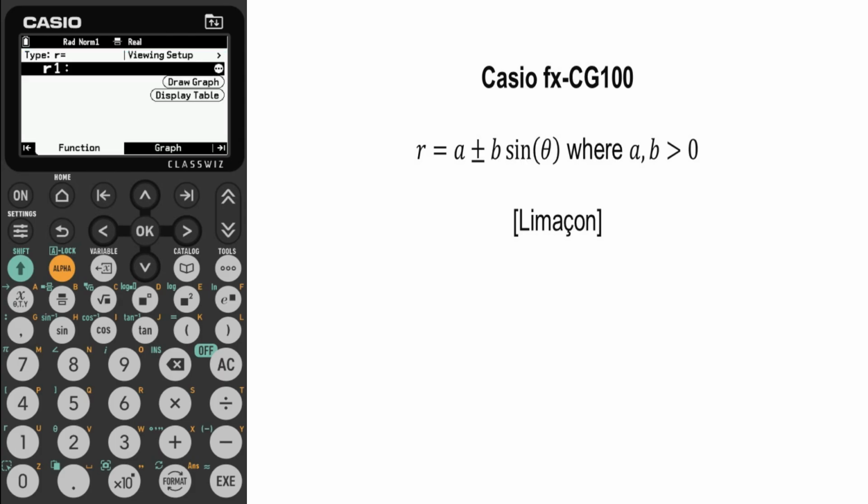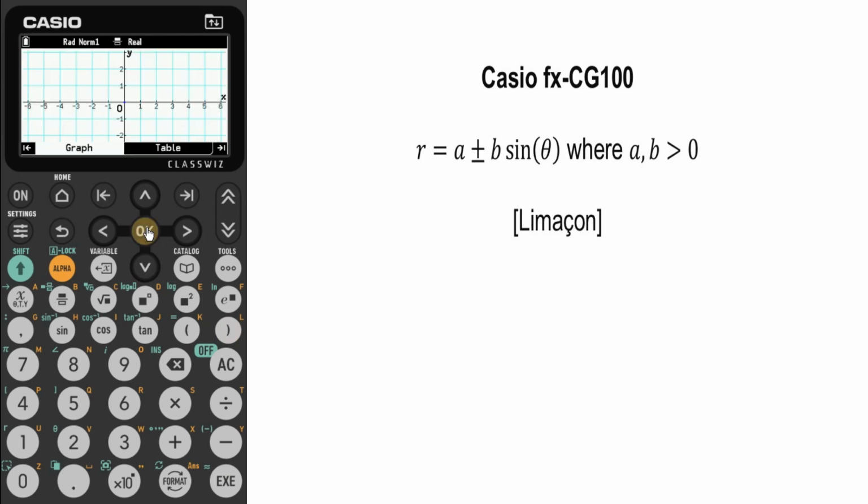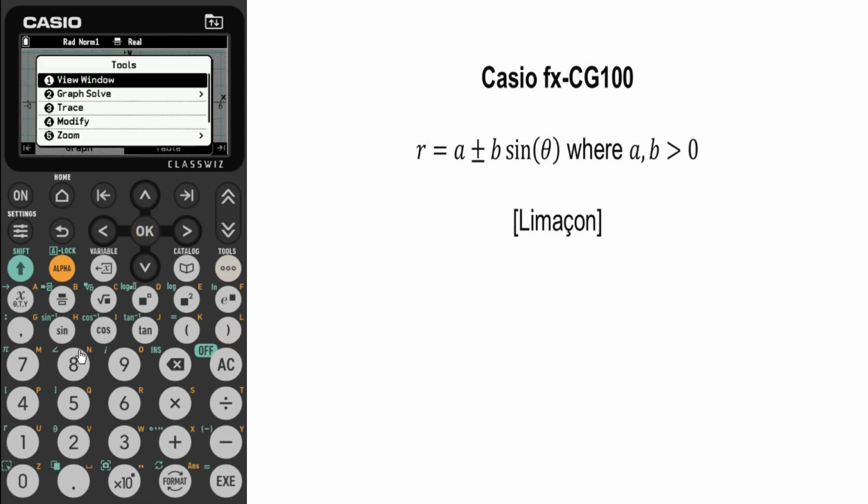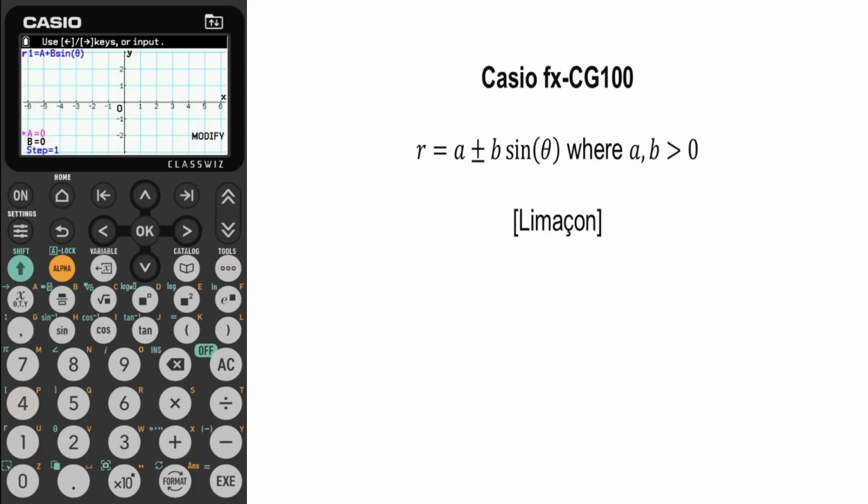Let's draw the graph of r equals a plus or minus b sine theta, where a and b are both greater than 0. This type of graph is called a limacon. Let's input this into our calculator. We have a plus b sine theta. Let's draw this graph. Let's press the tools key and the fourth option for modify. We know so far a and b have to be greater than 0, so let's change a to be 1 and b to be 1.